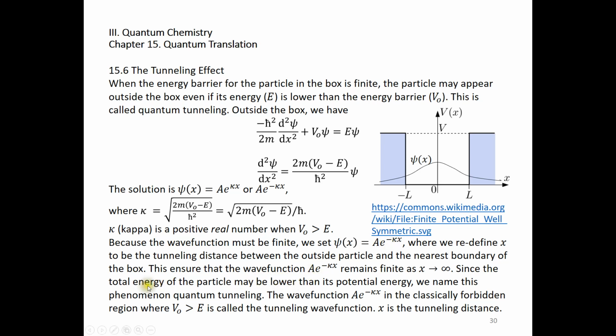Now, since the total energy of the particle may be lower than its potential energy, we name this phenomenon quantum tunneling. Why? Because kinetic energy is equal to total energy minus potential energy. And if the total energy is less than potential energy, that means the kinetic energy of the particle outside the box is negative. It's a classically forbidden region.